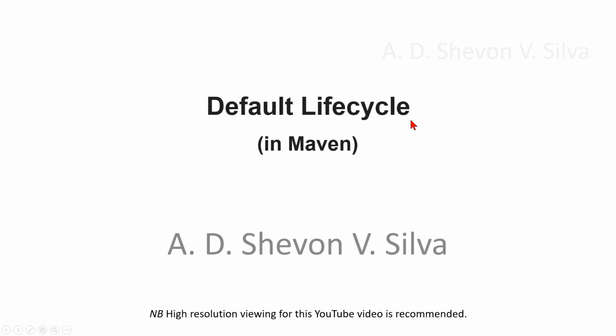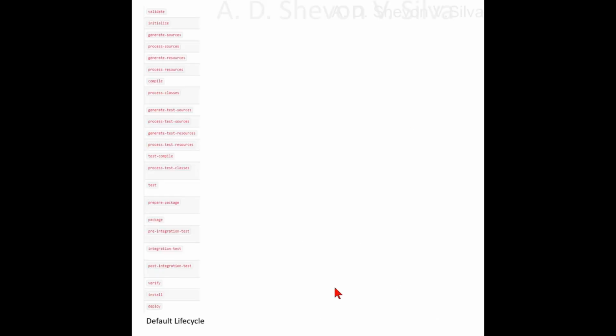Default lifecycle in Maven. Here you can see the phases of the default lifecycle. Validate: the project is correct and all necessary information is available.